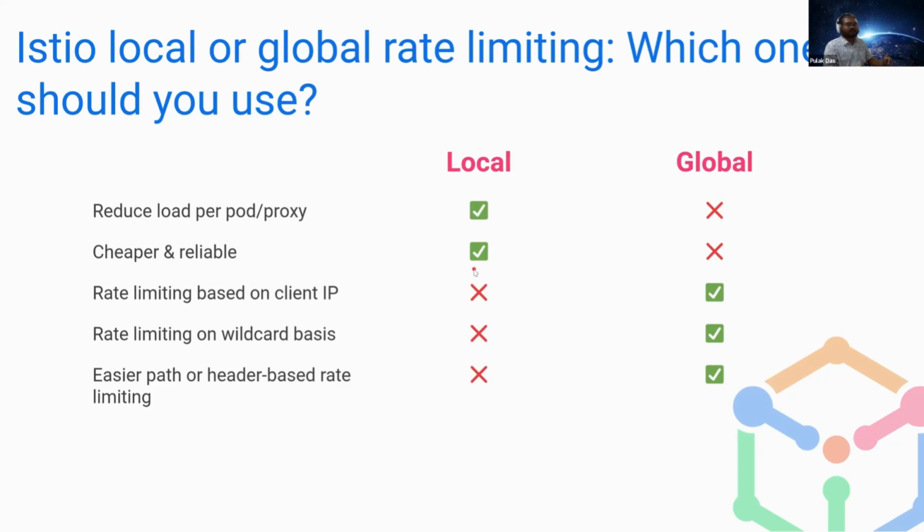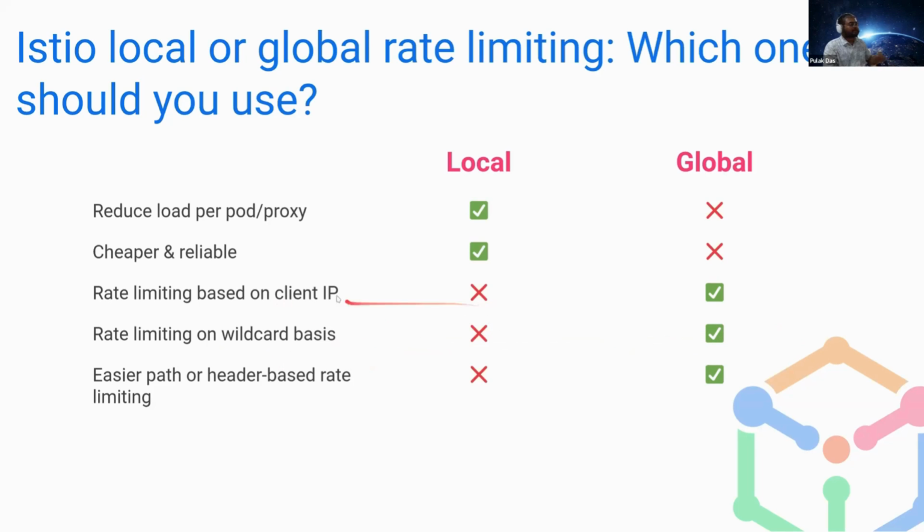But there are some major limitations right now, at least in the current version of the local rate limiter. So if you want to do it on a per client IP basis, the global one is going to come in handy. If you want to do it on a wildcard basis, the global one is also going to come in handy. So if you want to do something like /API/*, each and every path under your /API will get a separate token bucket. That will be possible with the global.